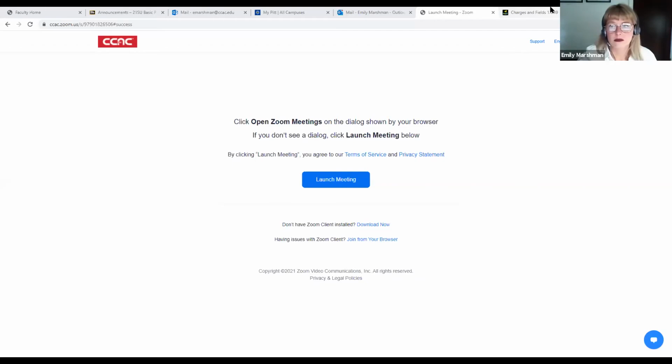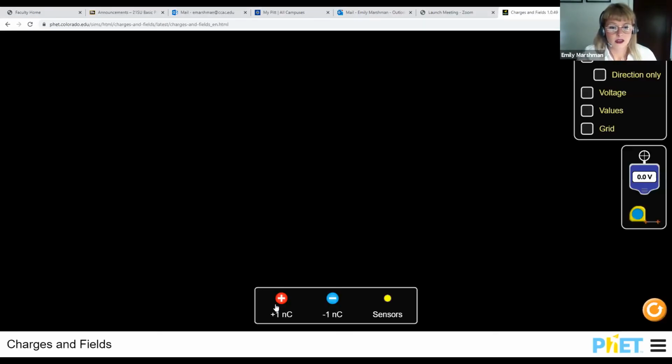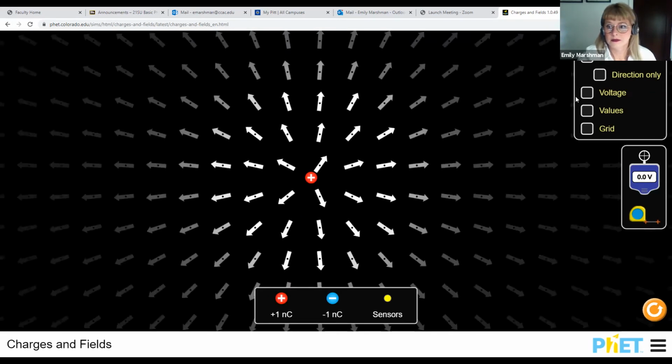Let me see. I'm going to show you a little visualization that might help. So I'm going to put 1 nanocoulomb of charge in here. Okay. These little arrows are showing me the electric field around this positive charge.